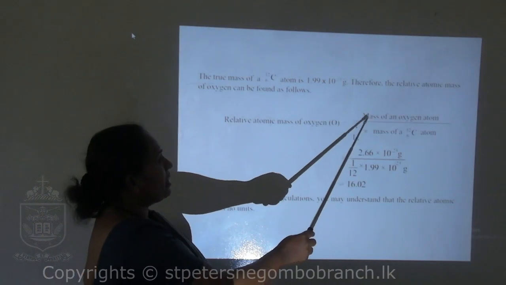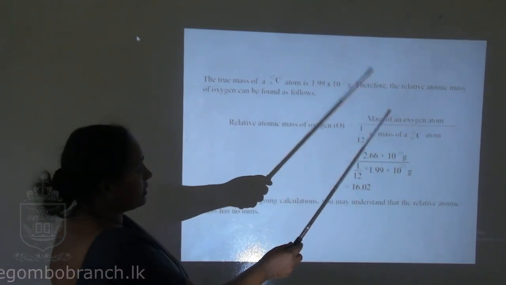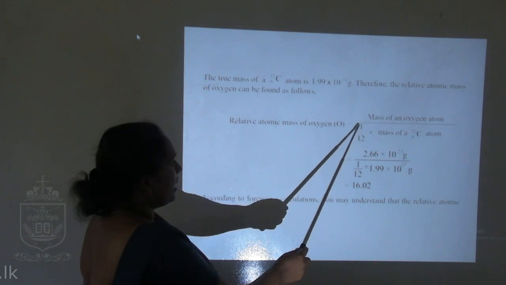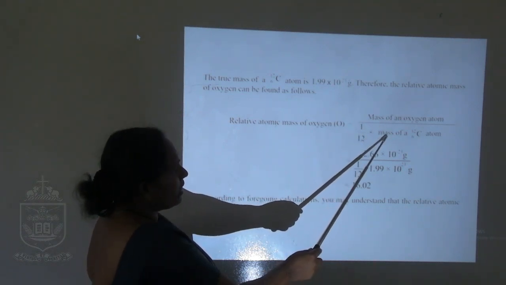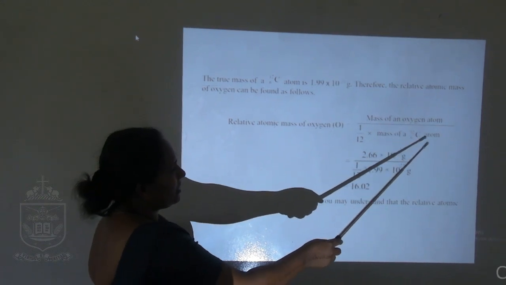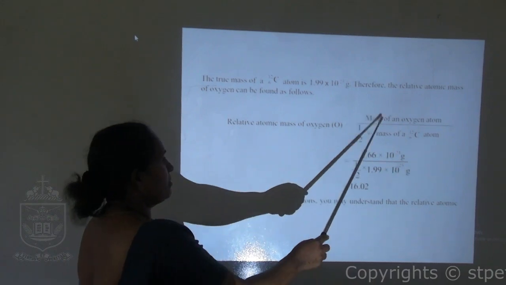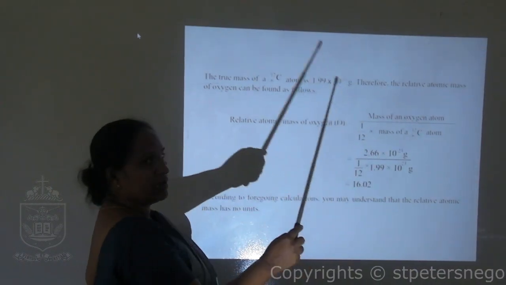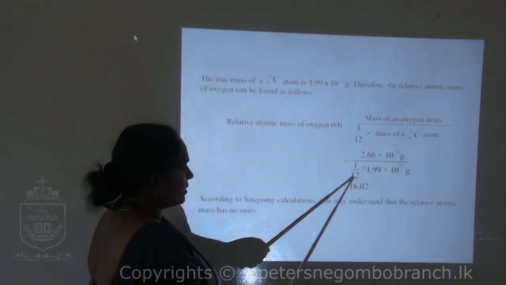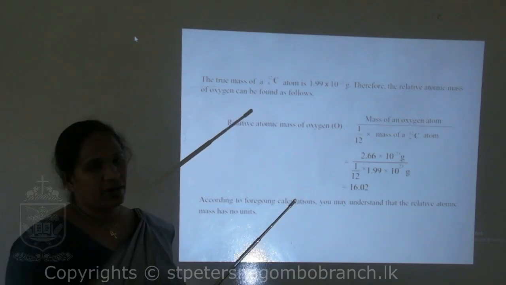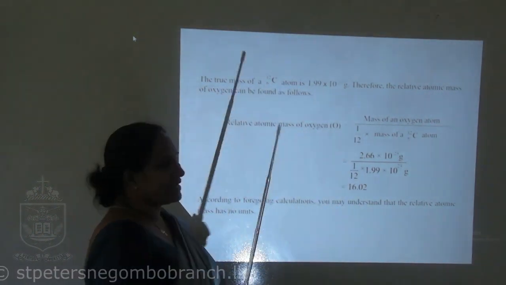Here you have the mass of an oxygen atom, divided by 1/12 of the mass of a carbon-12 atom. This is the atomic mass unit. So, mass of an oxygen atom divided by the atomic mass unit. When we simplify, the answer we get is 16.03.